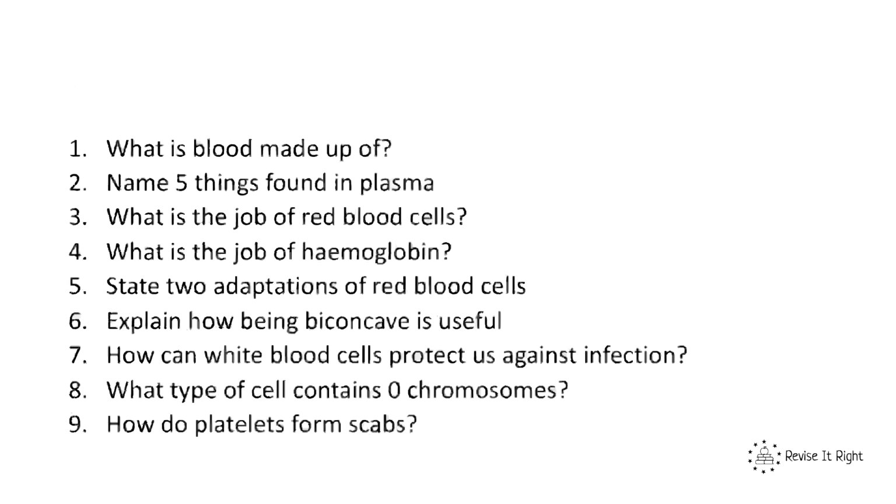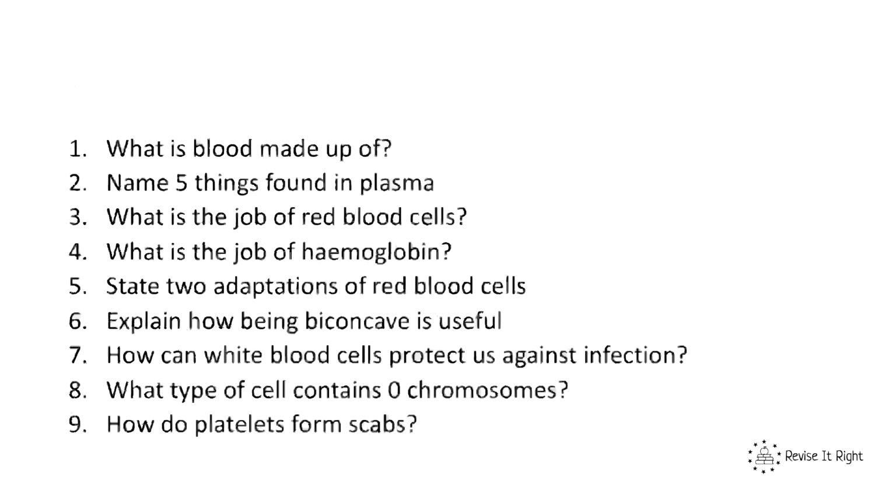What is the job of the red blood cells? Well, it's to carry oxygen around the body. Okay, so notice in my question when I talked about name 5 things found in plasma, I didn't say oxygen, and that's because that is carried in the red blood cells. Now the red blood cells are carried in the plasma, but the oxygen isn't. Okay, so the job of the red blood cells is to carry oxygen around the body.